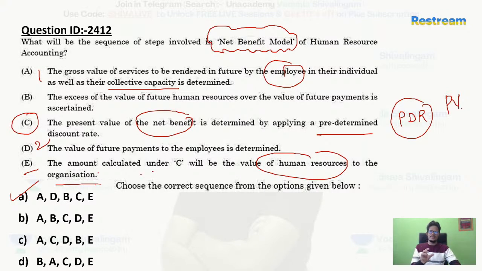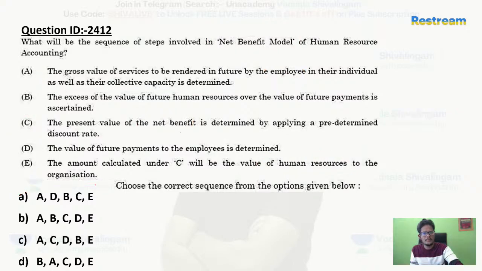So we will convert that into a present value of net benefit by determining the discount rate. The discount rate, like a present value factor, will be multiplied with the difference of the value which we got by doing A minus D. That value will be treated as the value of the human resources, which ultimately the company is getting a benefit out of.